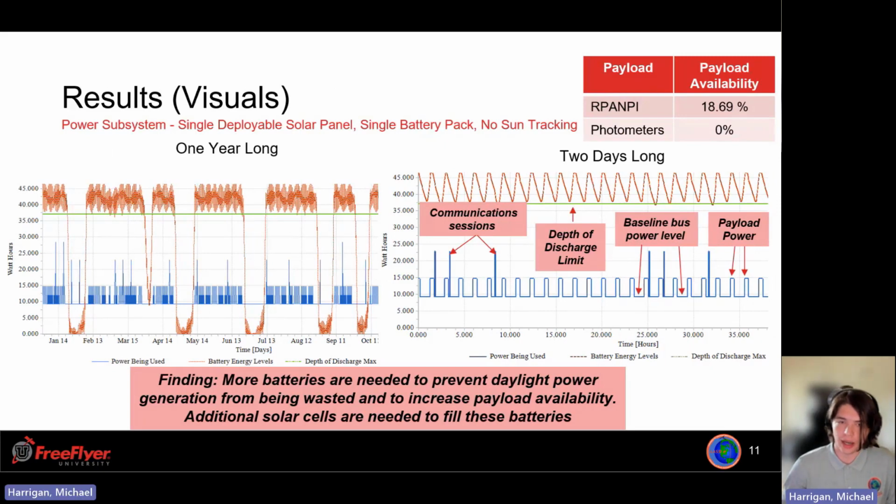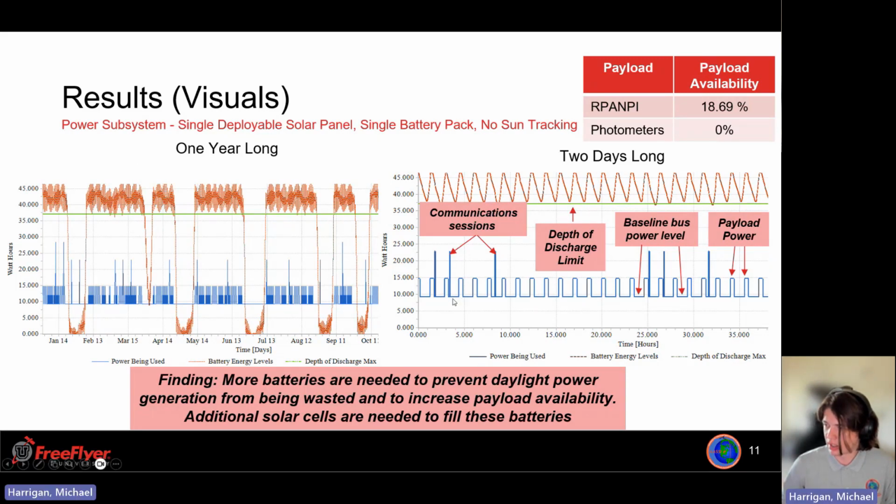So looking now at the more detailed version of the results, you can see from the summary table in the upper right-hand corner, the RPA and PI payload only has about an 18.7% payload availability, while the photometers will never actually operate due to our desire to stay above a 20% depth of discharge in our batteries.